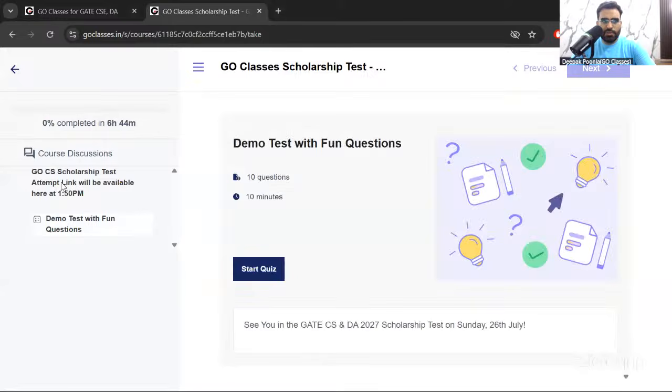Here you can see the goclasses CS scholarship test attempt link will be available at 1:50 p.m. So here you will find the attempt link. The test will start at 2 p.m. and the link you will find before that. So 5 or 10 minutes before 2 p.m., you will find the link to attempt the CS scholarship test.